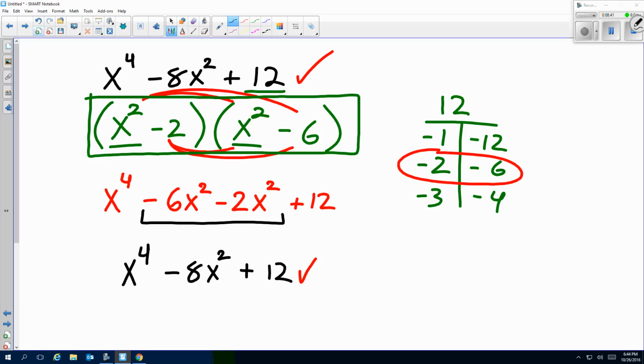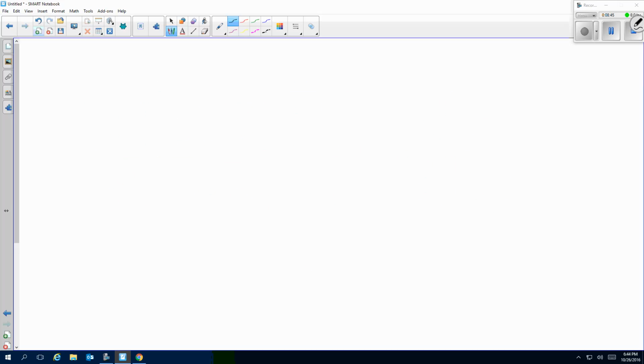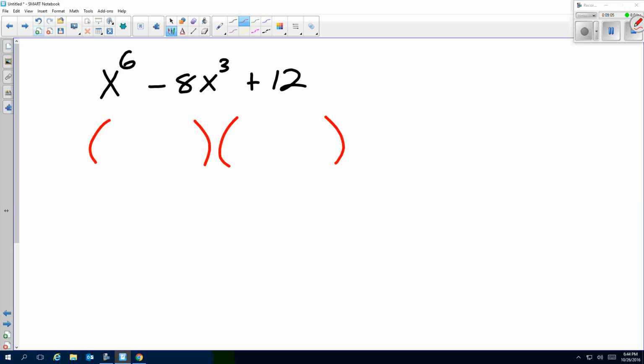All right, we got another problem. I want to focus on the same kind of setup, but instead of getting x to the 4th, let's up our game a little bit and get x to the 6th minus 8x to the 3rd plus 12. This is looking extremely familiar. We've seen this problem before. It looks a little different, but I feel like we just did it.